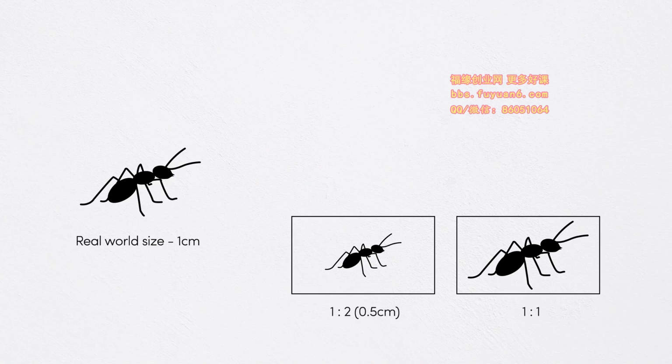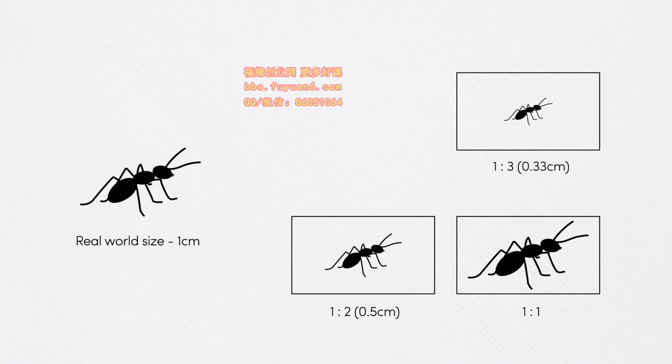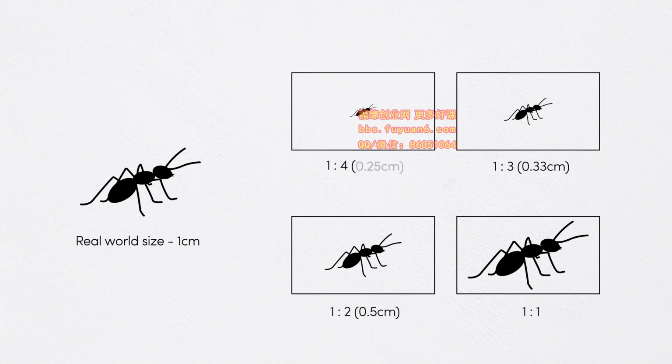If the magnification is 1 to 3, then the ant will be a third of the real world size, or 0.33 centimeters in this case. 1 to 4 will be a quarter, and so on. Now, why this is important is that every lens has its own magnification ratio, and when we're taking photos of things up close, like in macro photography, for example, this is where it matters. The 85mm lens that I keep using as an example has a magnification ratio of 1 to 8.3. So even at its minimum focusing distance, things aren't really ever that big.